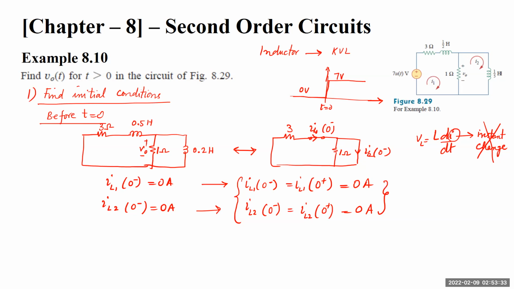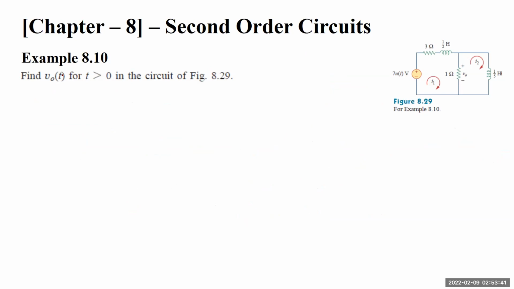Okay, so now our second part. Let's find either di at 0 positive by dt or dv at 0 positive by dt. We have to find any one of these. If we are able to find it, we will be good. Okay, so let's try.